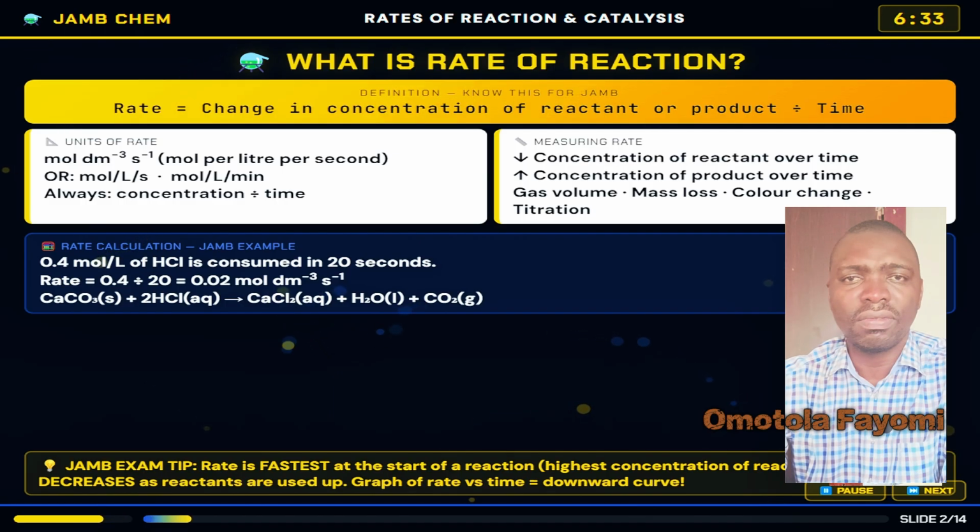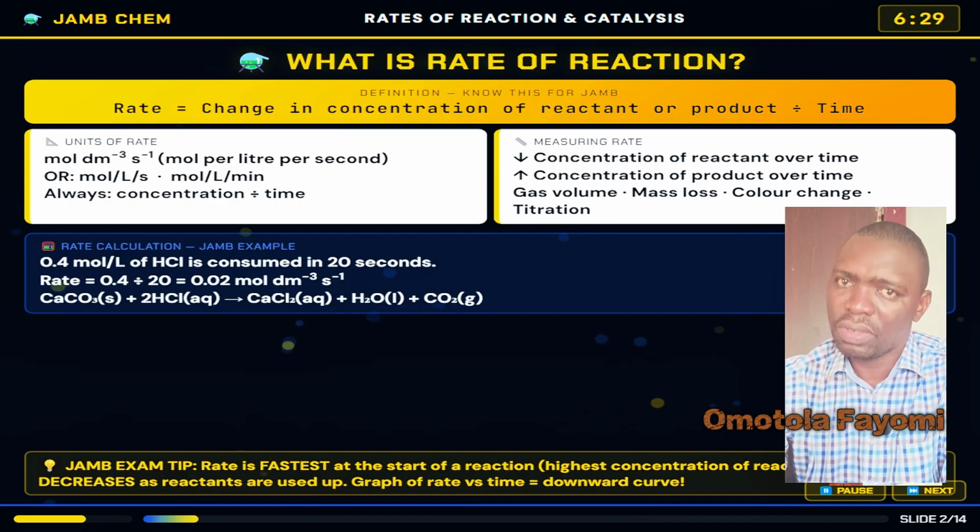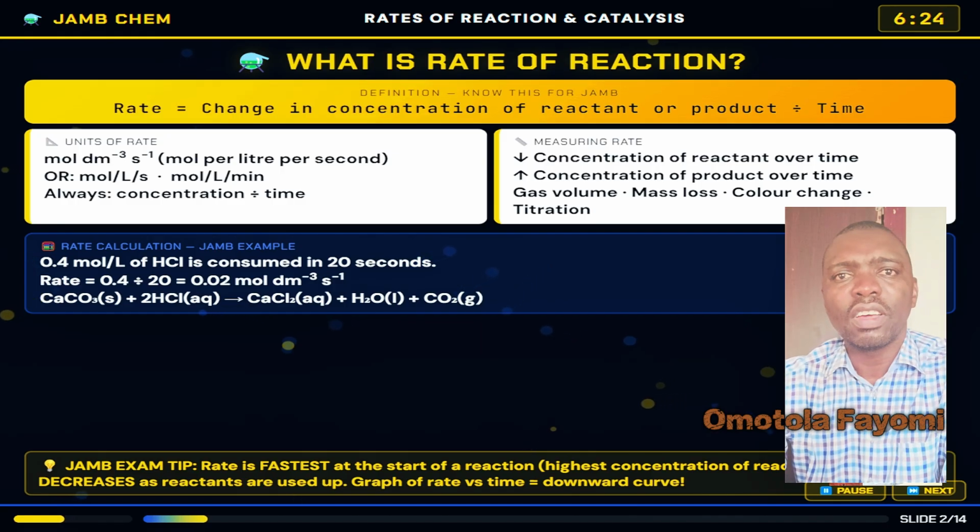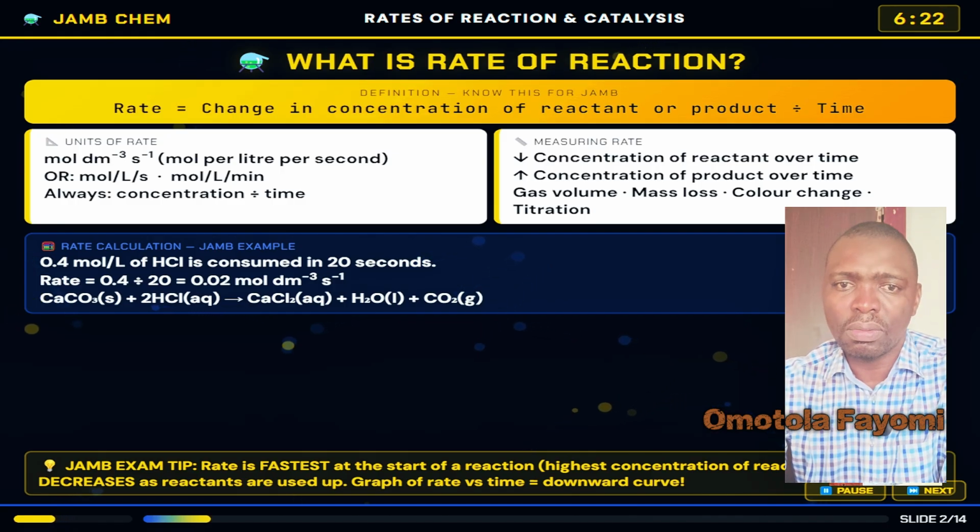Quick JAMB calculation: if 0.4 mole per liter of HCl is consumed in 20 seconds, the rate is 0.4 divided by 20, giving 0.02 mole per dm cube per second.